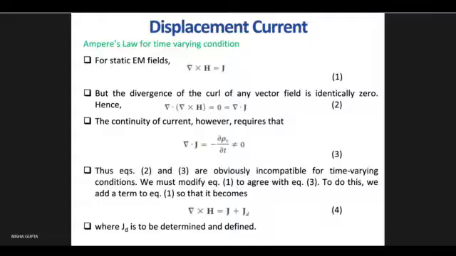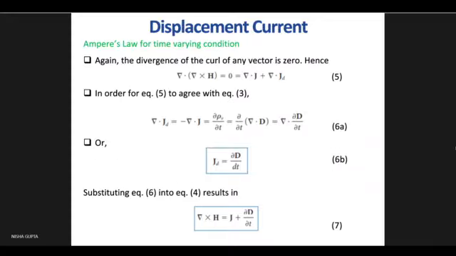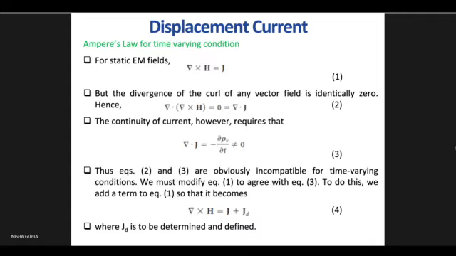Now if we take the divergence of the curl of this vector, del cross H equals J, we get del dot (del cross H) = del dot J. We know that the divergence of the curl of a vector field is identically 0. So effectively del dot J will be equal to 0.